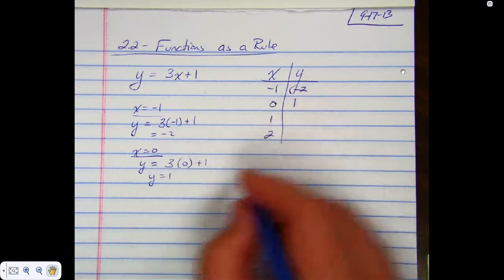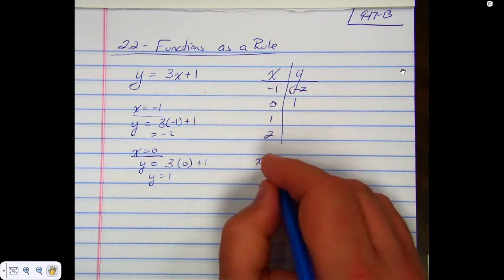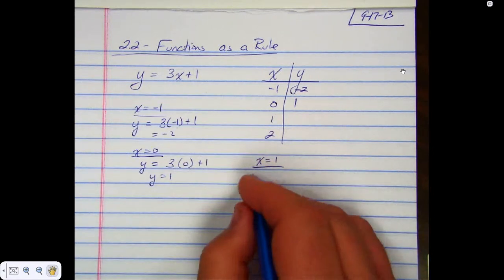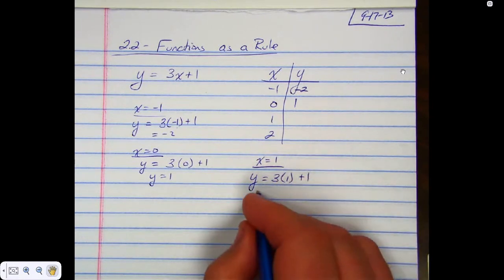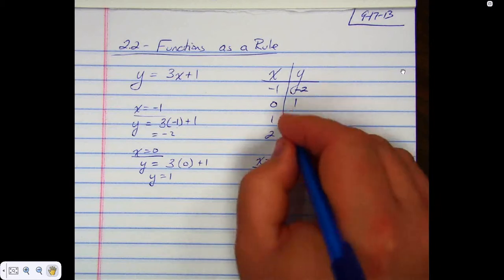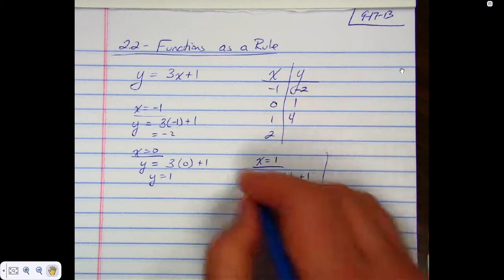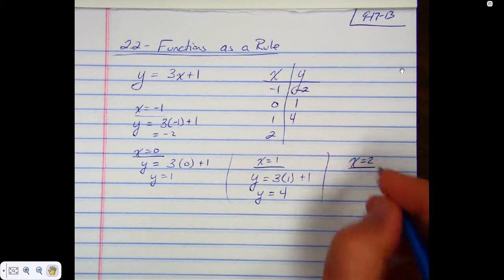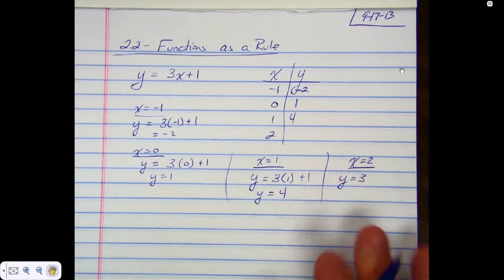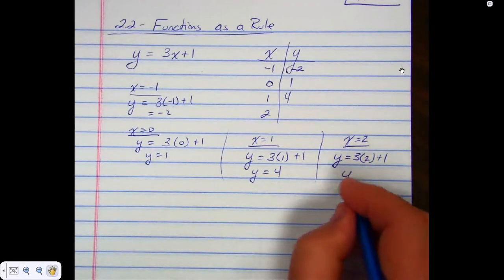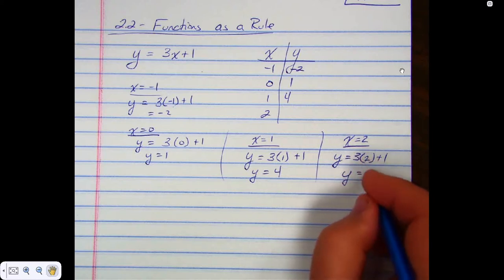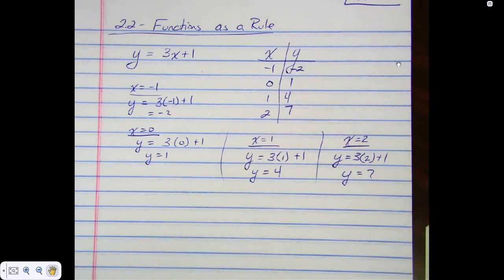So when x is 1, what do you put in? 3 times 1 plus 1. You get y equal to what? And for the last one, we'll put x is what? 2. So y is equal to 3 times 2 plus 1. So y is equal to 6 plus 1, which is 7. Okay. All of those represent ordered pairs.